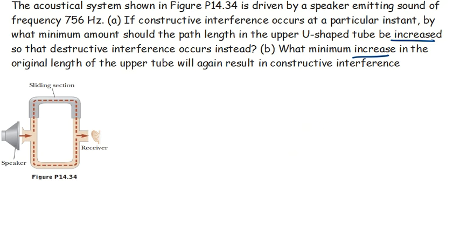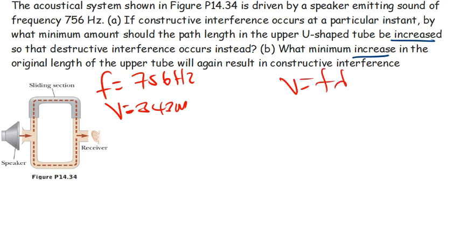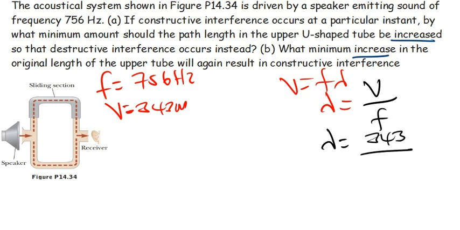Since they are just asking what minimum amount the path length in the upper U tube should be increased so that destructive interference occurs, I need first to find the wavelength. I've not been given any information about the velocity, and if I've not been given any information about the velocity, you use V to be 343 meters per second. So you always find first the wavelength. That is a must. V is equal to F lambda, so lambda will be equal to V divided by frequency, which is 343 divided by the frequency 756.